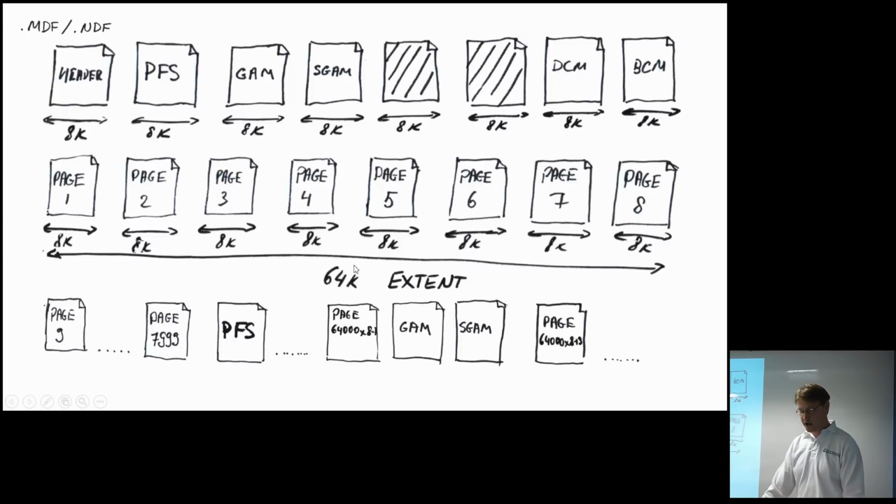And I might have page number 7,999, that is my order table, and page number 7,998 is my customer table, just a row. Okay?